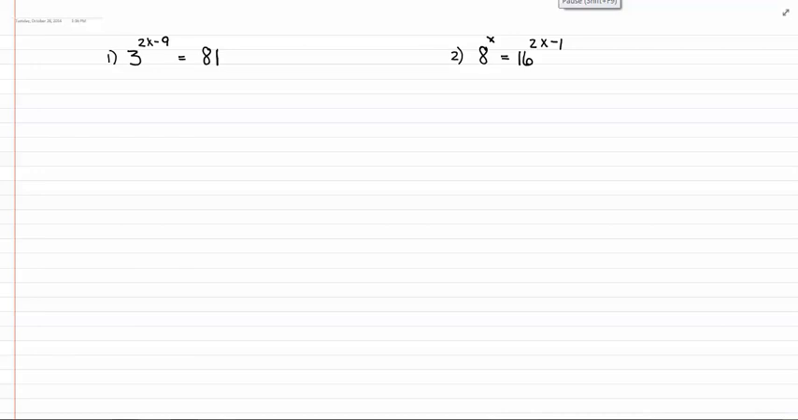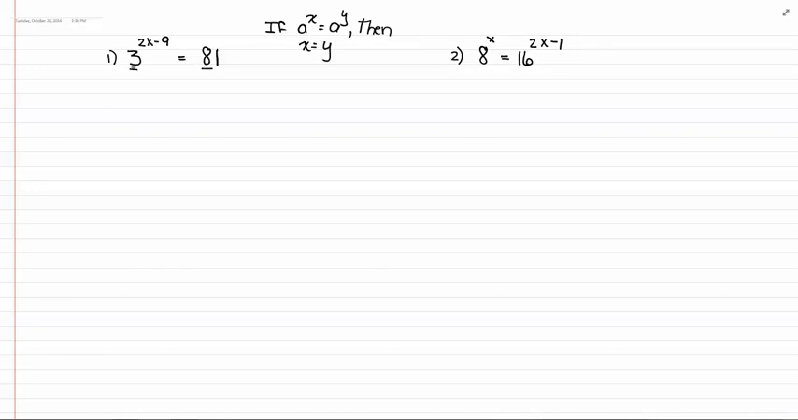Okay, so I have two exponential equations to solve, and they both require that you use the one-to-one property of logarithms. What that property says is if you can get the bases the same in the exponential, then you can set the exponents equal to each other. So the basic property is if a to the x equals a to the y, then x has to equal y.